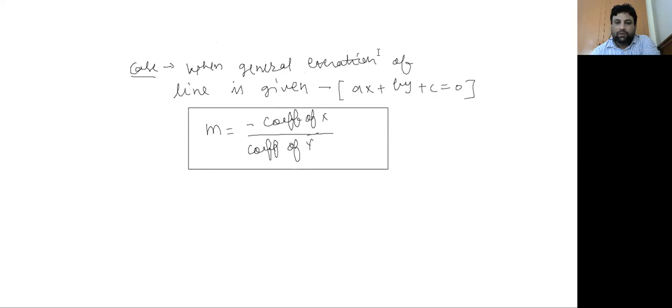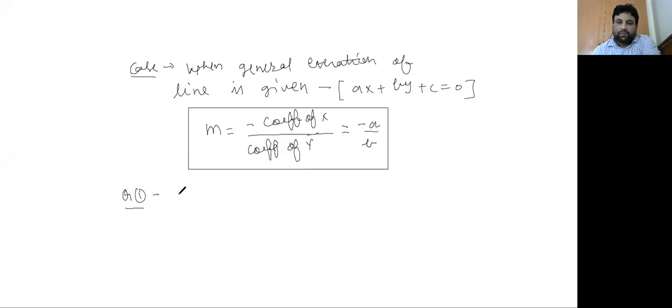We can use the formula m equals minus coefficient of x divided by coefficient of y. Here the coefficient of x is a, so we write minus a, and the coefficient of y is b. So minus a by b. This formula we can also use. Now I want to discuss the questions related to these concepts. Question number 1.